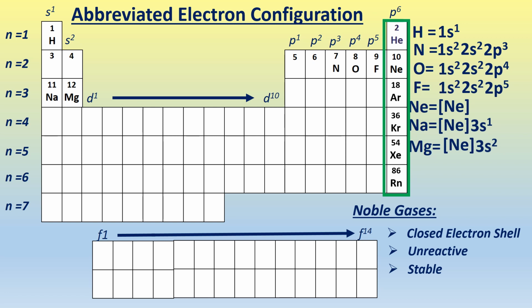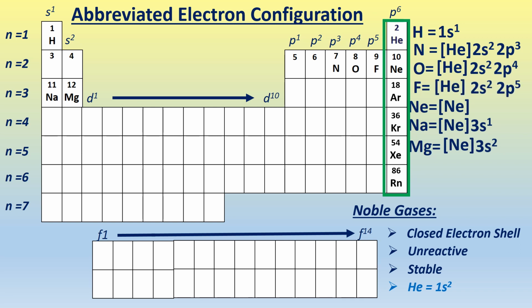A point that may be noticed: helium seems to be in the wrong place. Helium is 1s2, but it is all the way over on the right. The reason for this is that it is the first of the noble gases. It closes out that first shell, so it is placed with the other noble gases. So again, abbreviations are possible, where nitrogen becomes helium 2s2, 2p3, oxygen 2s2, 2p4, fluorine 2s2, 2p5.